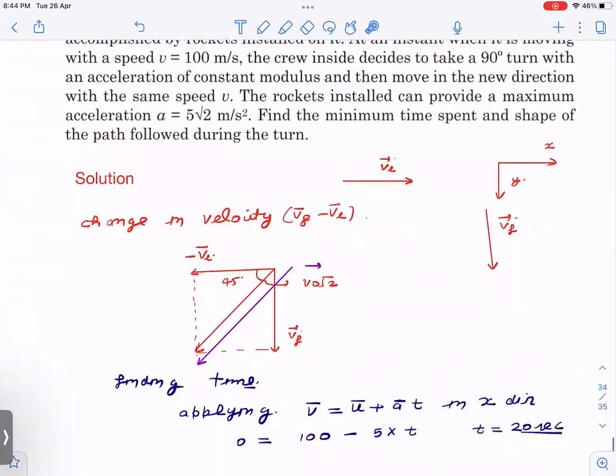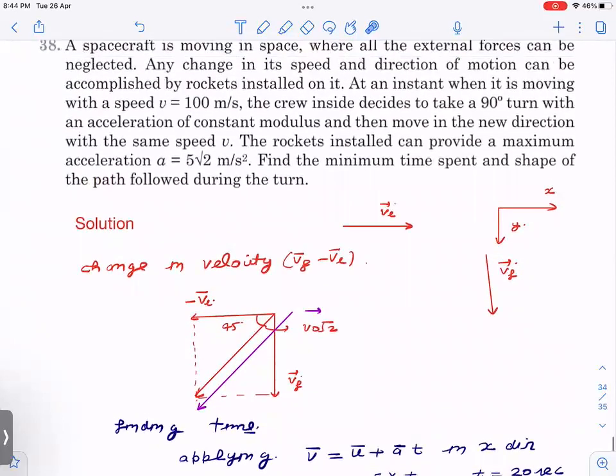Again, same direction, same diagram. V initial, V final. I've taken this X and Y. V final minus V initial is the velocity change vector. This one, acceleration should be in this direction. And to find out the time, acceleration is given 5√2, velocity is 100.